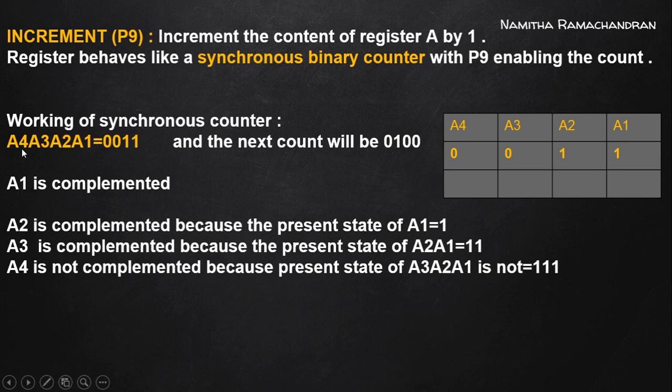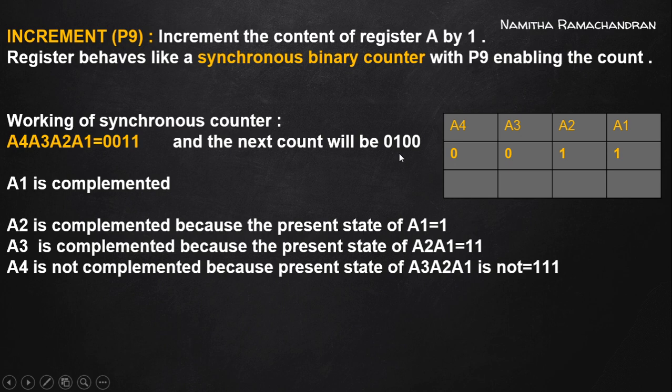Suppose A is of length 4, that is, the accumulator register is with 4-bit capacity. The bit positions are represented like this: A1, A2, A3 and A4. And initially these positions have the values 0, 0, 1, 1 respectively. If it is 0, 0, 1, 1, after this increment operation, the next count will be 0 1 0 0. This is the binary equivalent of decimal 3. After the increment operation, its value becomes 4. This is the binary equivalent of decimal 4.